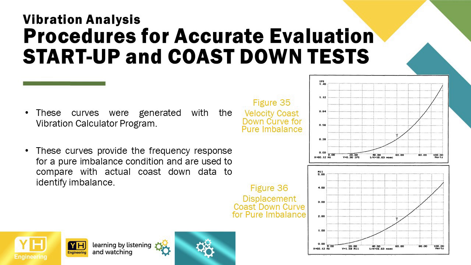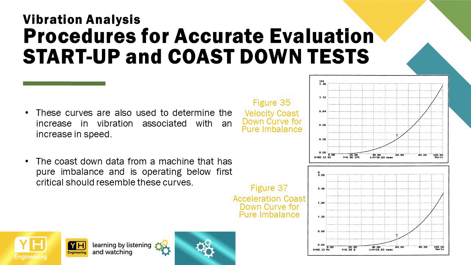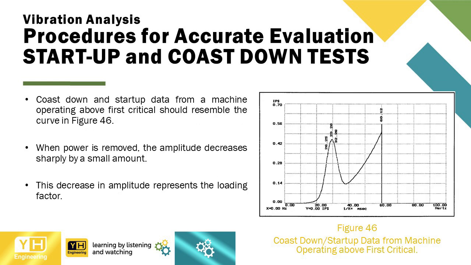These curves provide the frequency response for a pure imbalance condition and are used to compare with actual coast-down data to identify imbalance. These curves are also used to determine the increase in vibration associated with an increase in speed. The coast-down data from a machine that has pure imbalance and is operating below first critical should resemble these curves. Coast-down and startup data from a machine operating above first critical should resemble the curve in Figure 46.